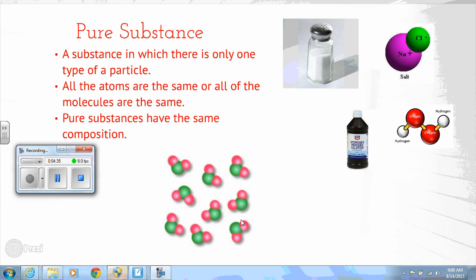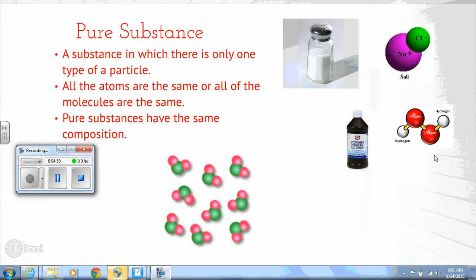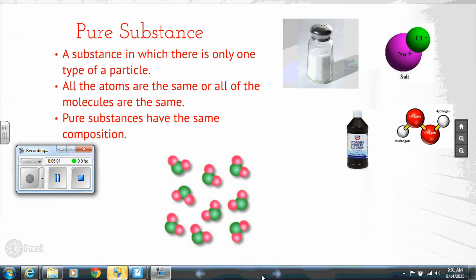Some other examples of pure substances would be salt, as well as hydrogen peroxide. All of the molecules that make up the substance salt would look the same, or all of the molecules that make up hydrogen peroxide would look exactly the same. They would all look like this. It would be 2 oxygen atoms with hydrogen atoms connected at the ends. So when you think pure substance, think same. When you think mixture, think different.